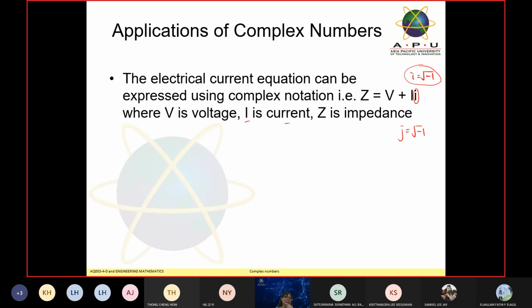I believe complex numbers will also come up in the future when you study other modules. You will always use these complex numbers.